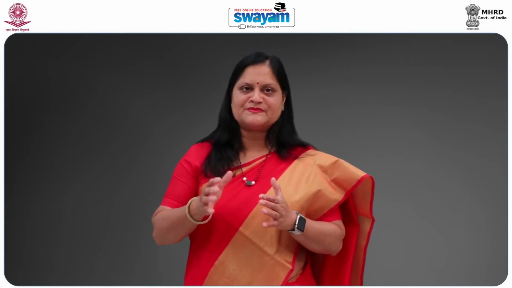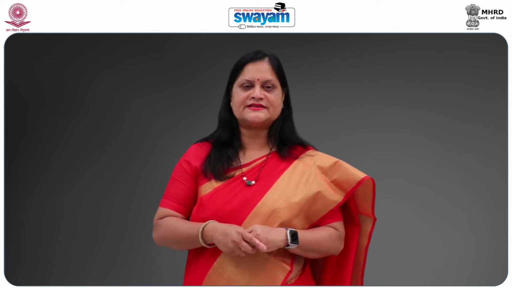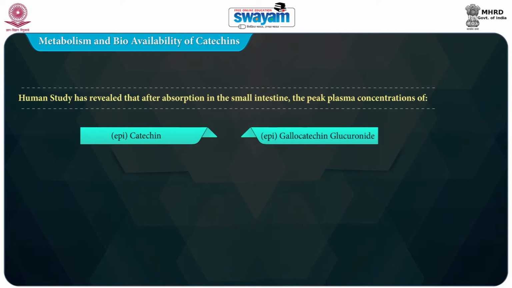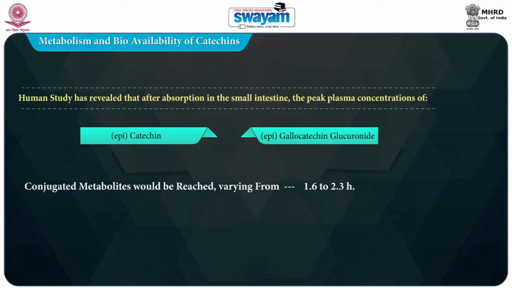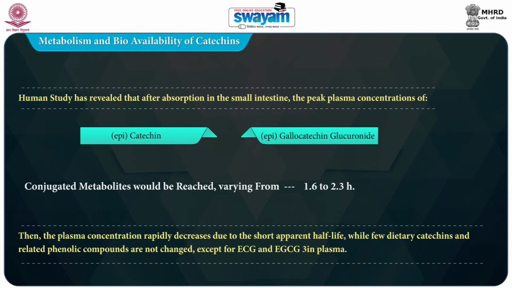Epicatechin transfers into plasma itself or as corresponding glucuronide, sulfate, or methylated metabolites produced by uridine 5-diphosphate glucuronosyltransferase, sulfotransferase and catechol-O-methyltransferase enzymes. A human study has revealed that after absorption in the small intestine, the peak plasma concentration of epicatechin and epigallocatechin glucuronide and their conjugated metabolites would be reached, varying from 1.6 to 2.3 hours. Then the plasma concentration rapidly decreases due to short apparent half-life, while few dietary catechins and related phenolic compounds are unchanged except epigallocatechin gallate in plasma.